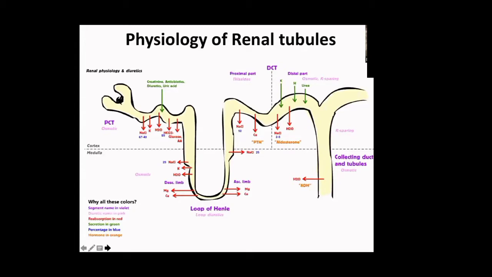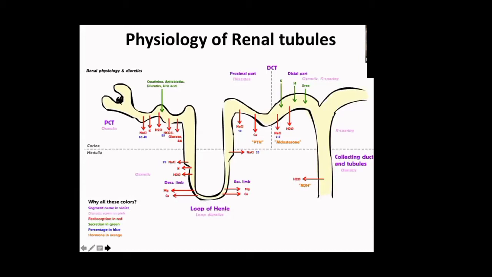Then comes the loop of Henle. As you can see in this diagram, there is a descending limb and an ascending limb. In the descending limb, sodium and water are reabsorbed, while the ascending limb is impermeable to water, so here only sodium absorption occurs. The rest of the sodium reaches the DCT. As you all know, aldosterone's main action is sodium retention along with water retention, and it excretes potassium. Ultimately, the urine which reaches the collecting duct has a very low content of sodium, so it would be a hypotonic urine.